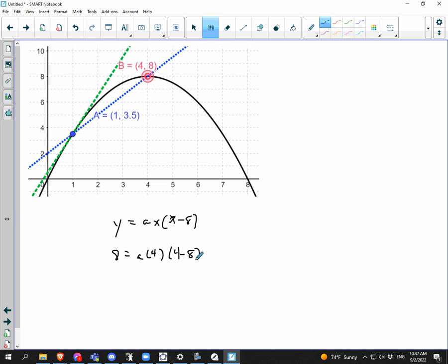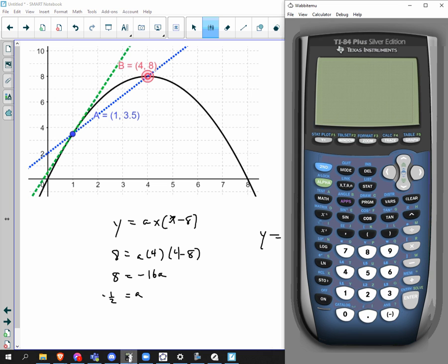So 4 times 4 minus 8, that's negative 16a equals 8, which tells us that a is negative 1/2, which tells us that this function is negative 1/2 x times x minus 8. That's the equation of that quadratic function.